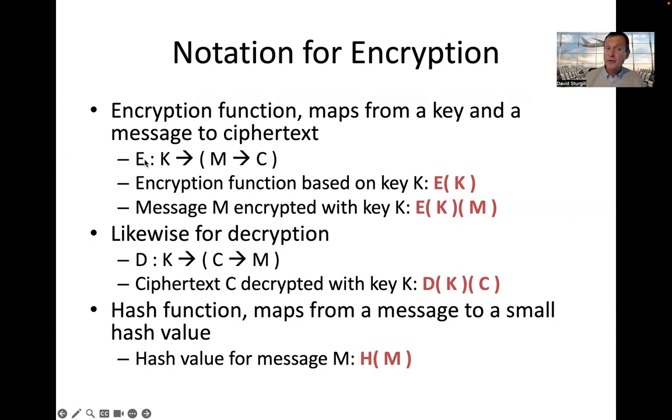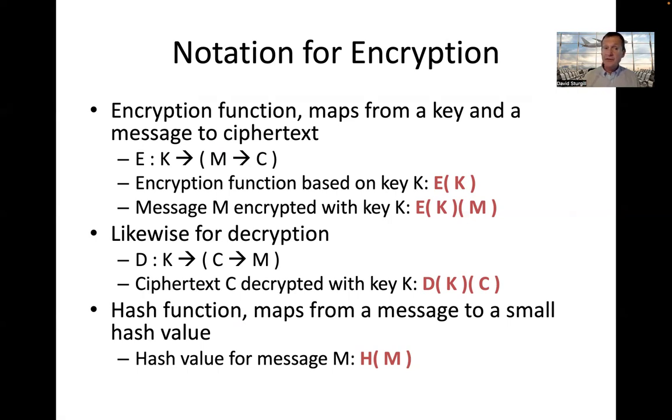This is a functional notation. E, when given a key, gives you back a function that maps messages to ciphertext messages. And that's really what we saw with the Java API. We prepared a cipher object. When we initialized it, we gave it a key, and then that cipher object would do this part of the encryption. You could give it any array of bytes, and it would give you ciphertext for that array of bytes.